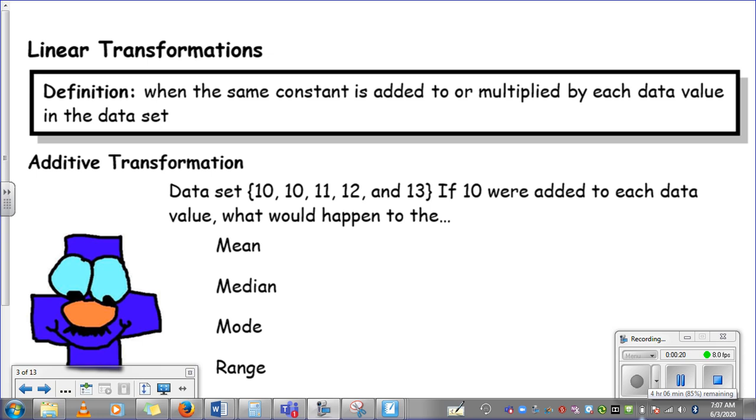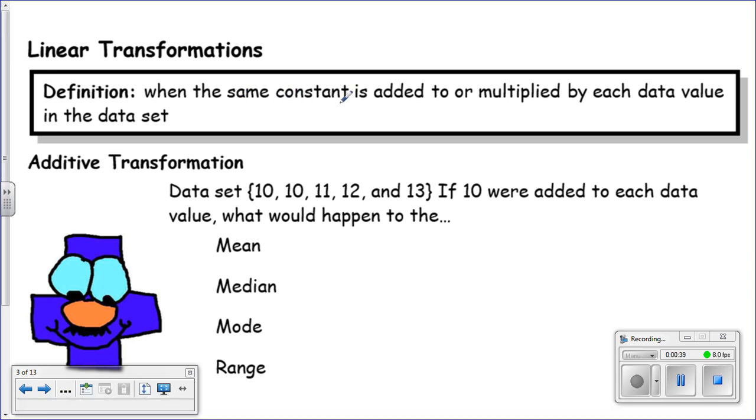So what happens if you add something to everything? What happens if you subtract it? We've also been looking at what happens when you multiply. Well, we're going to be looking at the same thing, just instead of looking at functions, we're going to be looking at sets of data. So the linear transformations here is when we take the same constant and we add or multiply each data value. So let's see what happens if we add something to the data set.